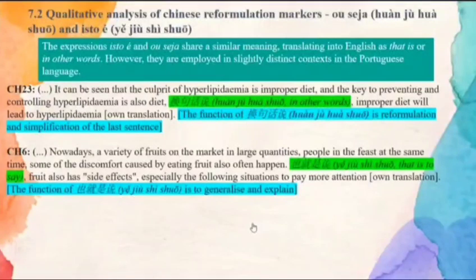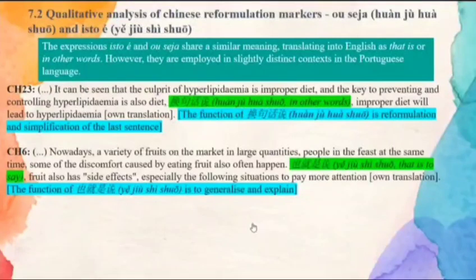The author uses Huanqi to emphasize that the main cause of hyperlipidemia is improper diet and puts the key to preventing hyperlipidemia on diet. This style of presentation helps to highlight the direct effect of diet on hyperlipidemia and conveys complex information to the reader in a clearer way.